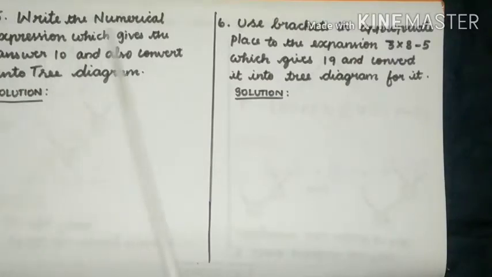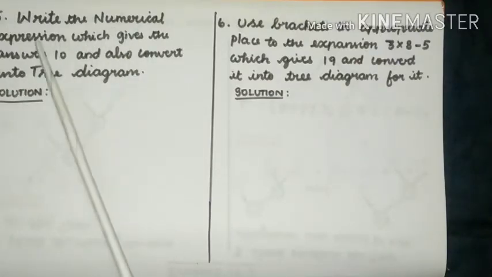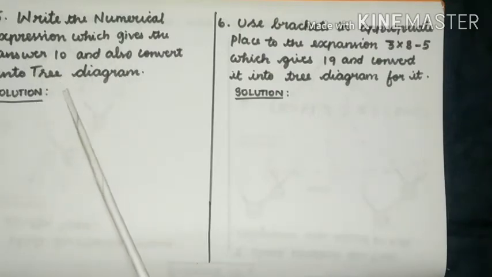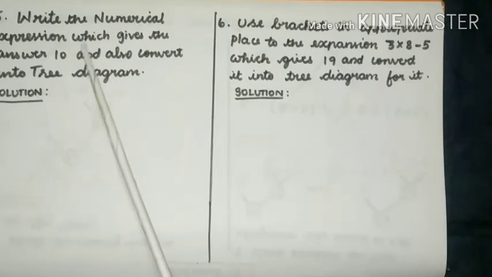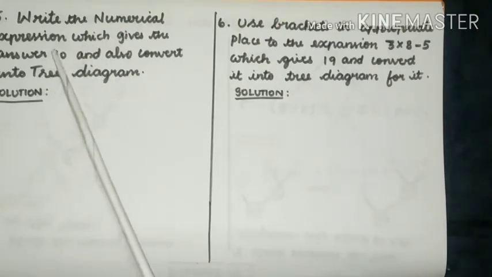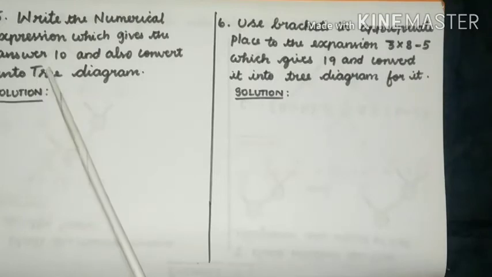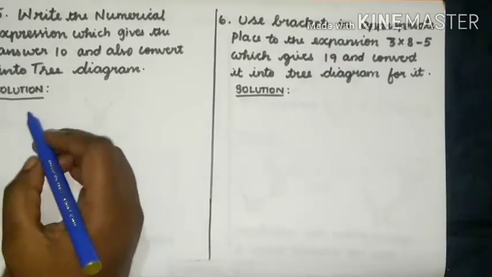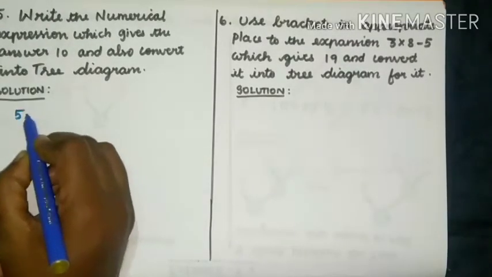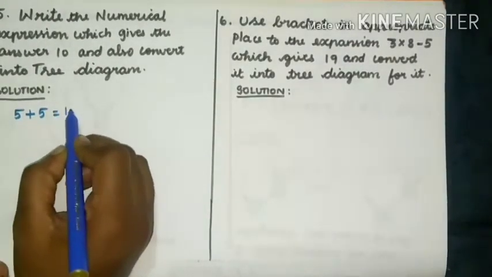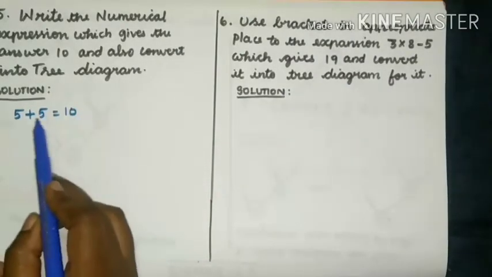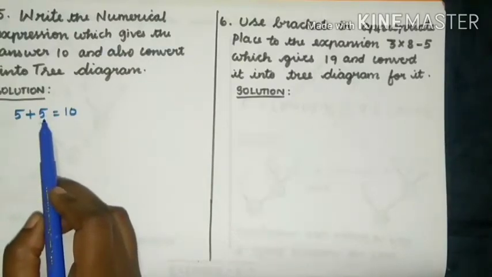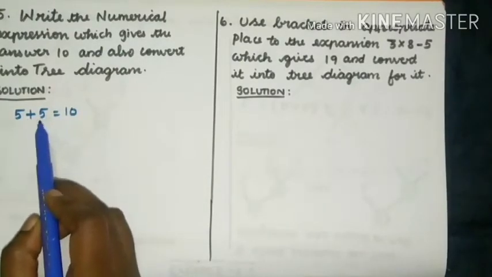Fifth sum. Write the numerical expression which gives the answer 10 and also convert it into a tree diagram. Students, here the given question is, we have to write the numerical expression which gives the answer 10. We can use any operation which gives the answer 10. First, let's find for addition. 5 plus 5 equal to 10. Students, you can use any numbers here. 7 plus 3 equal to 10. 4 plus 6 equal to 10. You can use any number here.